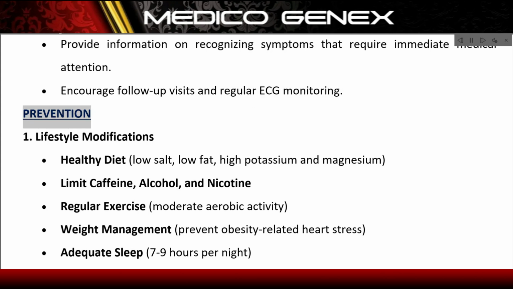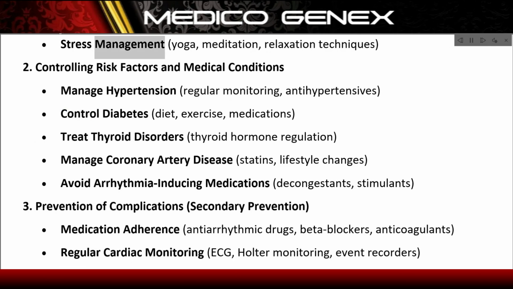Prevention. 1. Lifestyle modifications. Healthy diet: low salt, low fat, high potassium and magnesium. Limit caffeine, alcohol, and nicotine. Regular exercise, moderate aerobic activity. Weight management, to prevent obesity-related heart stress. Adequate sleep, 7 to 9 hours per night. Stress management: yoga, meditation, relaxation techniques.